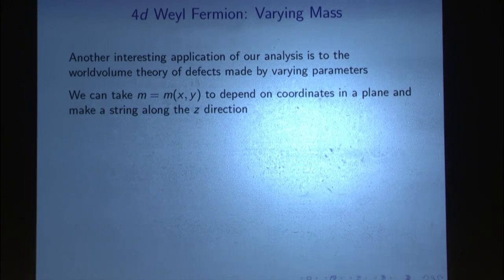Okay, so let's discuss another kind of application of this reasoning. We can consider masses that depend on space and time. And I advertise that there are sometimes interesting localized degrees of freedom that you get. So we'll see that in this example. Let's take the mass m to depend on coordinates in a plane. We're going to try and make a string, so the coordinates that we'll depend on are x and y. And we'll try and make a string along the z direction by having some varying profile of the mass.